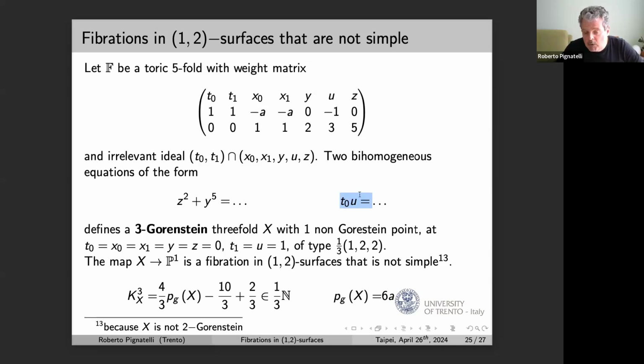And this guy now is no more Gorenstein because it has a little singular point where this T0 vanishes, which is of Gorenstein index 3. So you get a threefold which has volume PG of something, growing with this A. And the volume is in fact not an integer because this guy is 3-Gorenstein, not Gorenstein, and so this variety has no simple fibration in 1-2 surfaces, because if it had another map, which would be a simple fibration in 1-2 surfaces, it would be 2-Gorenstein. This is not.